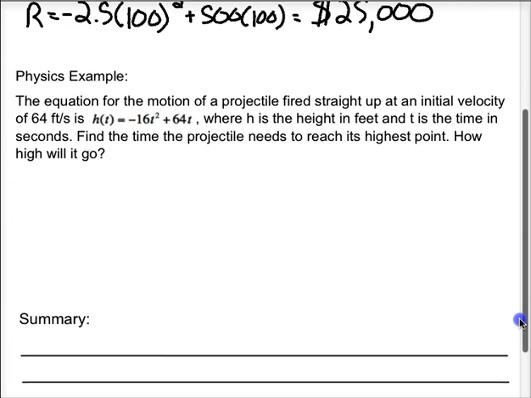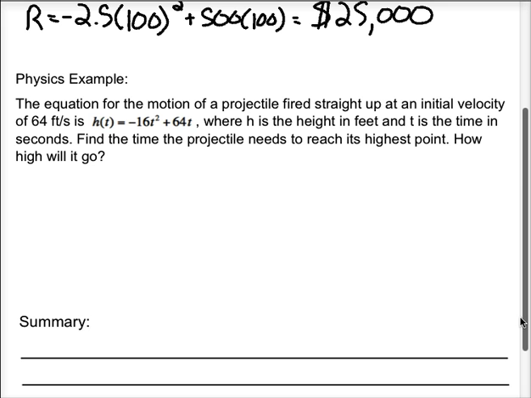All right. The equation for the motion of a projectile fired straight up at an initial velocity of 64 feet per second is h of t equals negative 16t squared plus 64t, where h is the height, t is the time in seconds. By the time the projectile needs to reach its maximum point, how high will it go? So again, that how high will it go? That maximum height means vertex.